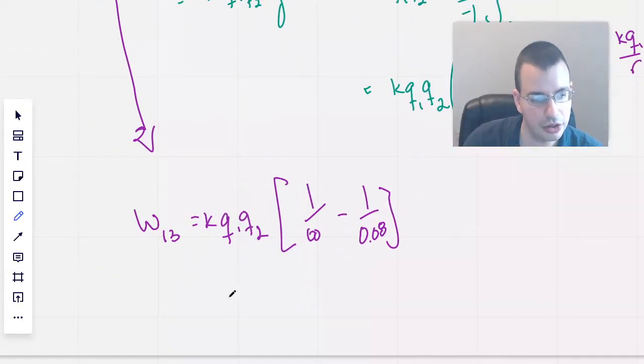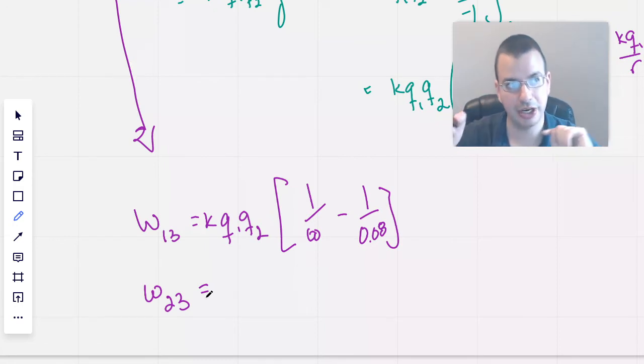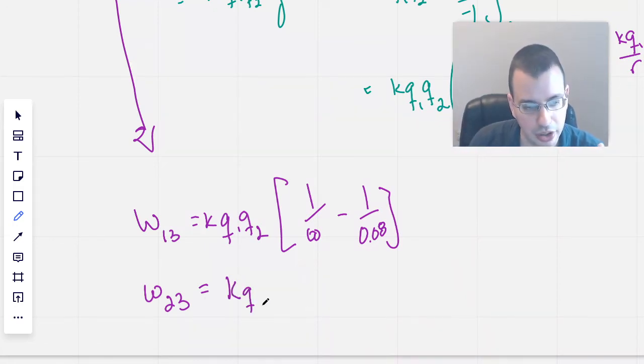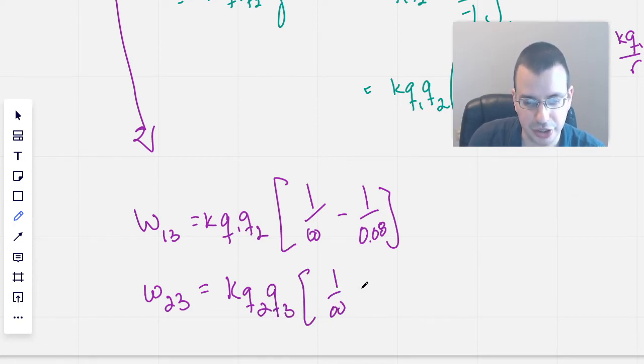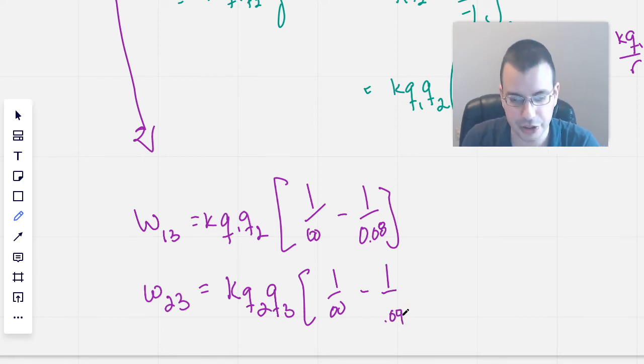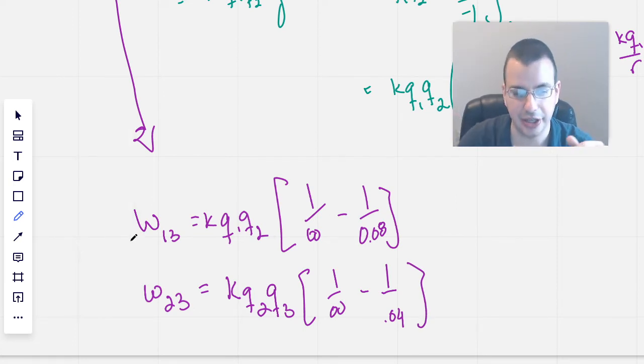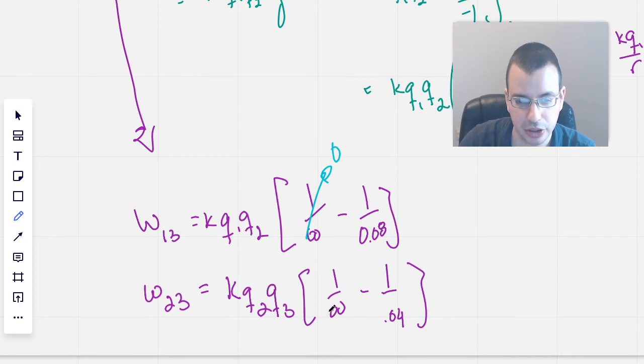Okay? Then we're going to add on to that W2,3, which is the work due to the electric field of charge 2 on charge 3. k Q2 Q3 times 1 over infinity again, because we're starting at infinity, and we're going to go to 0.04, or 4 centimeters. Let me do some simplifying real quick, and then we're going to add these two energies together. This will be 0, because 1 over infinity is 0.